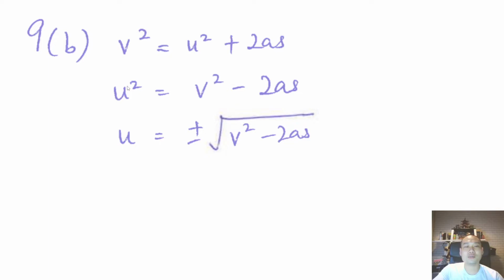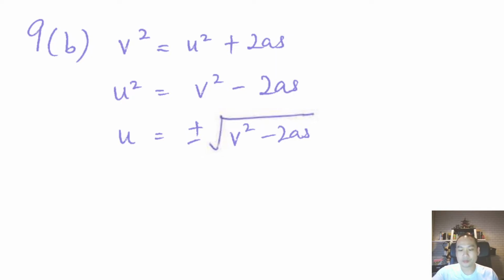Now, from u square to get u, I need to square root it. But the thing we need to note is that u can be both positive or negative. There's no condition laid out in the question that says that u must be positive. So we need to include both the positive and negative, and then the root of whatever expression we have in the earlier line. So this is the solution.